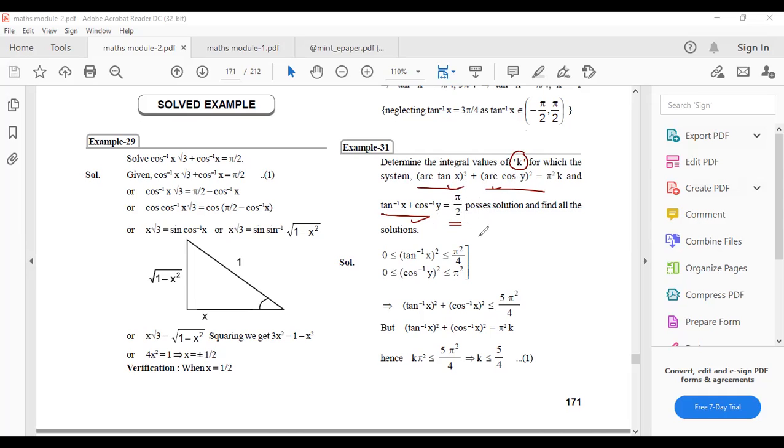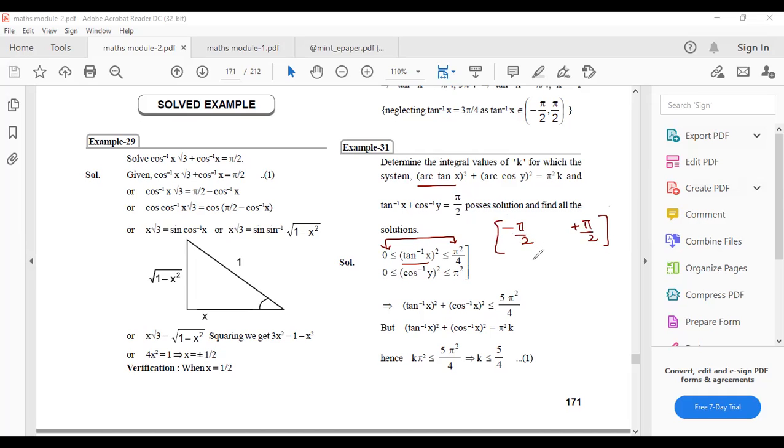first of all, what we need to do is, we all know arc tan x, that is tan inverse x, bracket square, its values would be ranging from 0 to π²/4. Because tan inverse x ranges from −π/2 to +π/2.